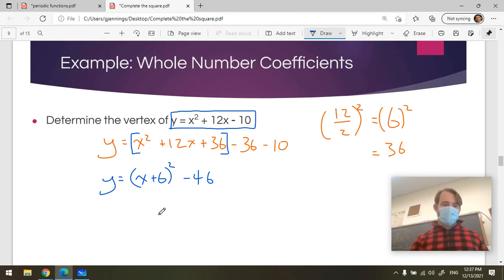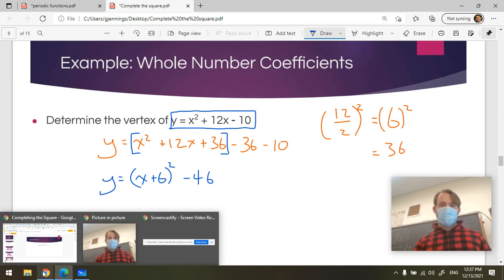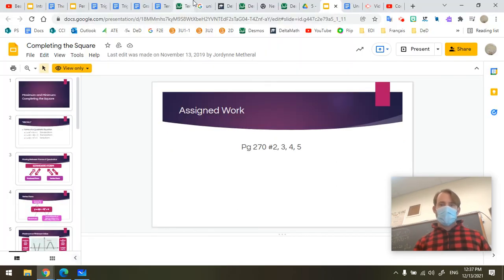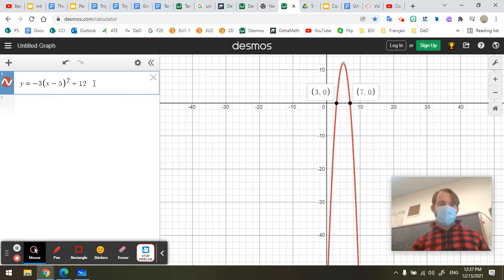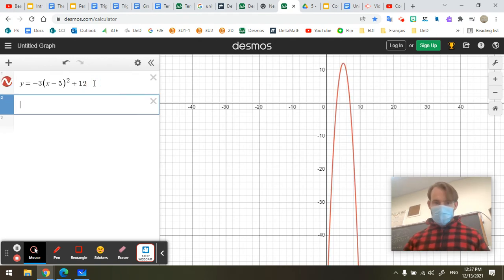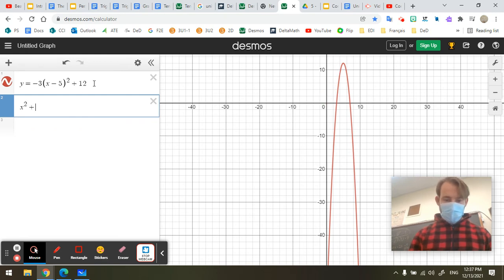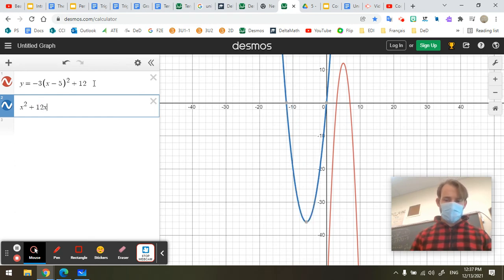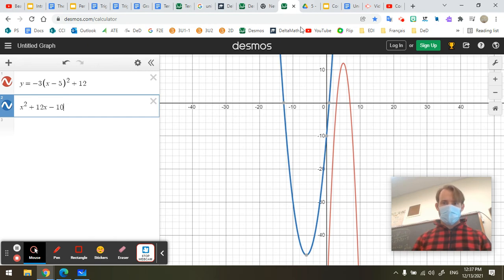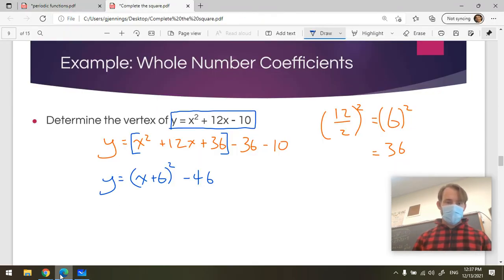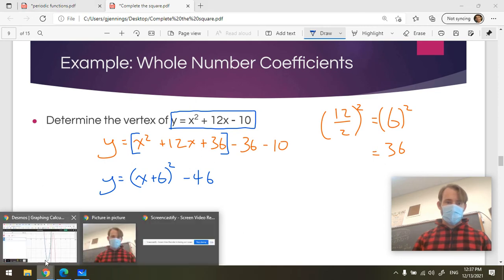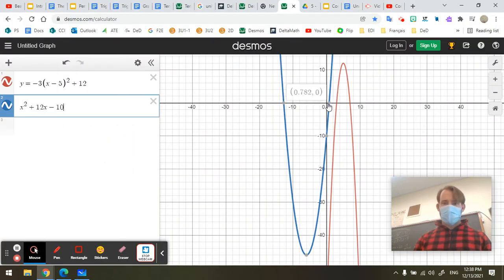But let's graph it in Desmos and see what it looks like. x squared plus 12x minus 10. So I go to Desmos to check my work. Let me see, was that the one that we had? x squared plus 12x minus 10. So what did I write? Plus 12x minus 10. So here is that parabola.